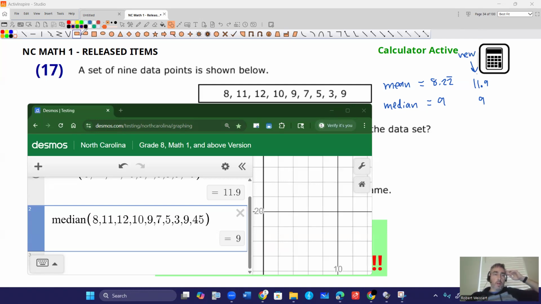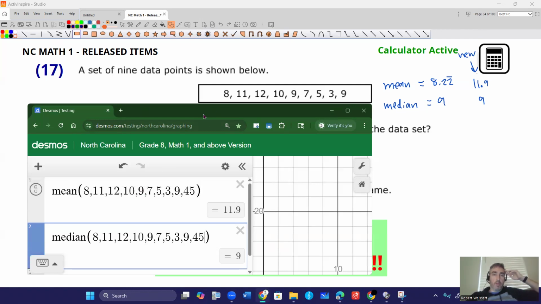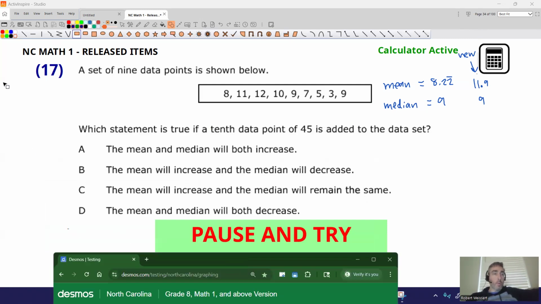And now we can answer the question. It's pretty easy if you just know how to enter the data in and you can get your values right from there. A, the mean and median will both increase. Well, the mean definitely increases, but the median looks like in this problem it stayed the same. Since that's equal to 9, that's not A. B, the mean will increase and the median will decrease. Well, the median stayed the same, so it's not B. The mean will increase and the median will remain the same, which seems to be our answer. And the mean and median will both decrease, which we know is not true.